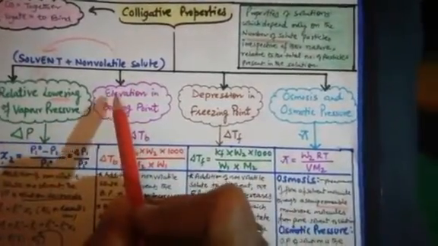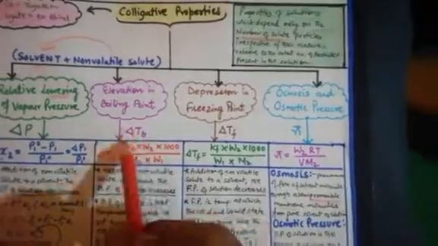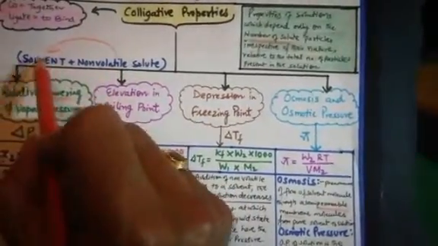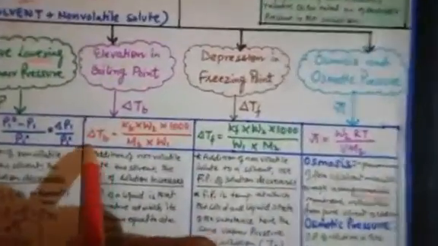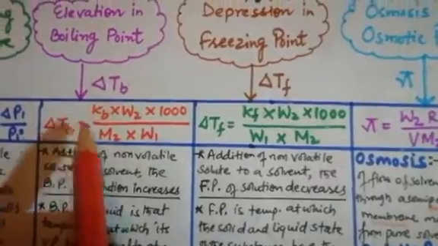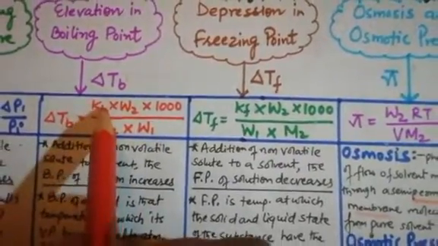The name of the property is elevation in boiling point. Elevation means increase, so increase in boiling point. It means that when we add a non-volatile solute to a solvent, the solution will have a higher temperature compared to the pure solvent. The formula is delta TB is equal to Kb into W2 into 1000 upon M2 into W1. You know very well what Kb is.